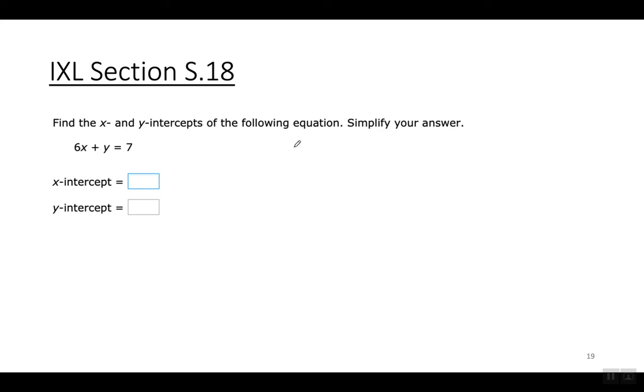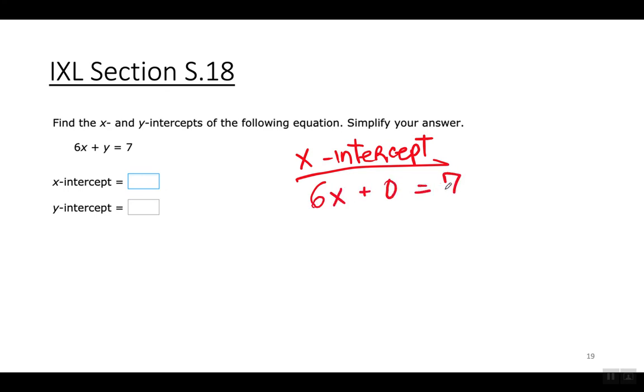Okay, so right here, to find the x-intercept, I'm going to make y equal to 0 and solve for x. So 6x equals 7. So x equals 7 over 6.